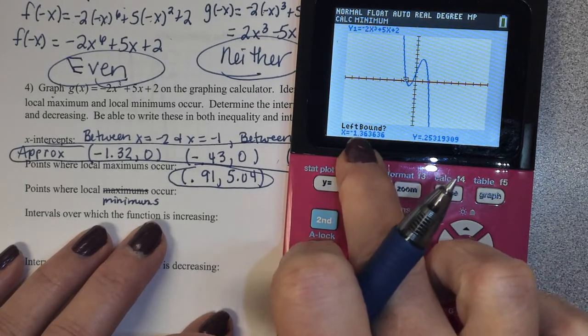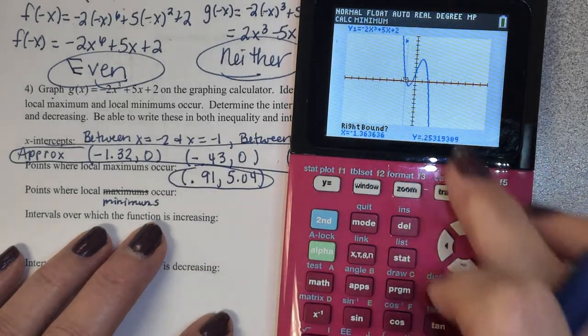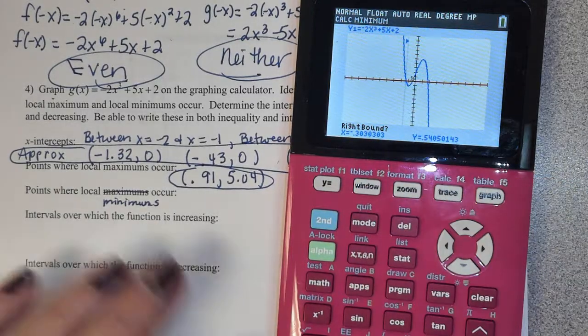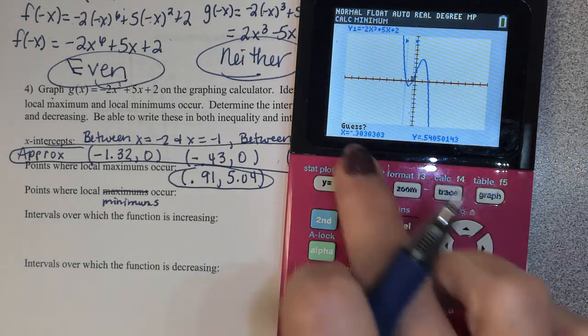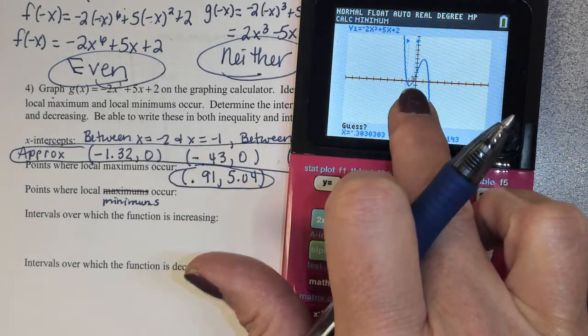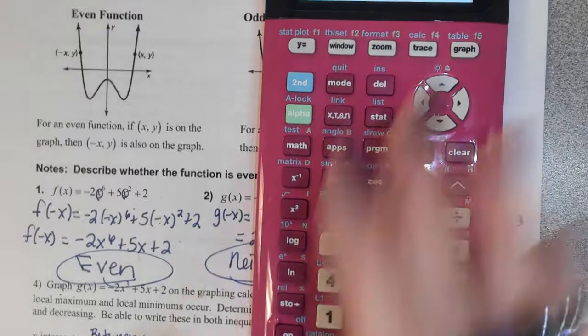We have to be on the left side of it, so make sure there's the 0, make sure you're on the left of it, push enter. Arrow over to the right, make sure you're on the right side of it. It'll say guess, and it's asking you, is it in between those two arrows? And we push enter to say yes, and here's where our minimum is.